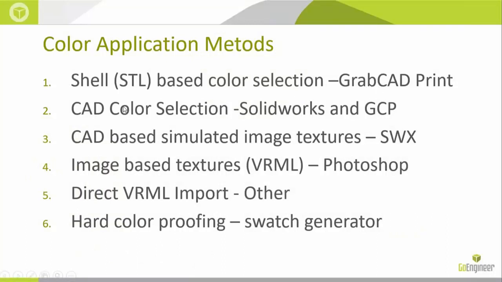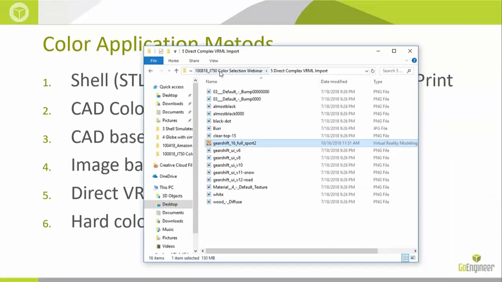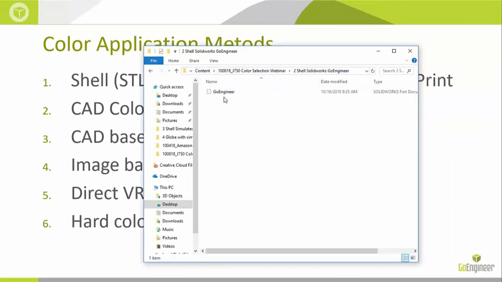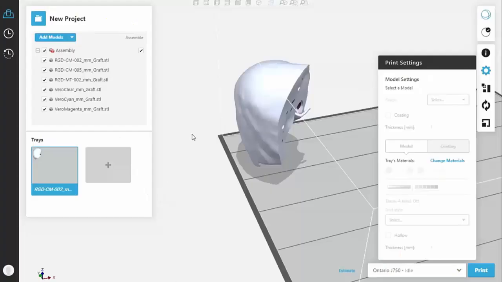Shifting gears now a little bit, we're going to talk about color selection in SolidWorks and GrabCAD Print. So let me go ahead and browse for a file here and open it. This is just a SolidWorks part file that has multiple bodies. It could just as easily be a SolidWorks assembly file. So I've clicked it here and you can't see on my other screen, but now SolidWorks is going to go ahead and open.